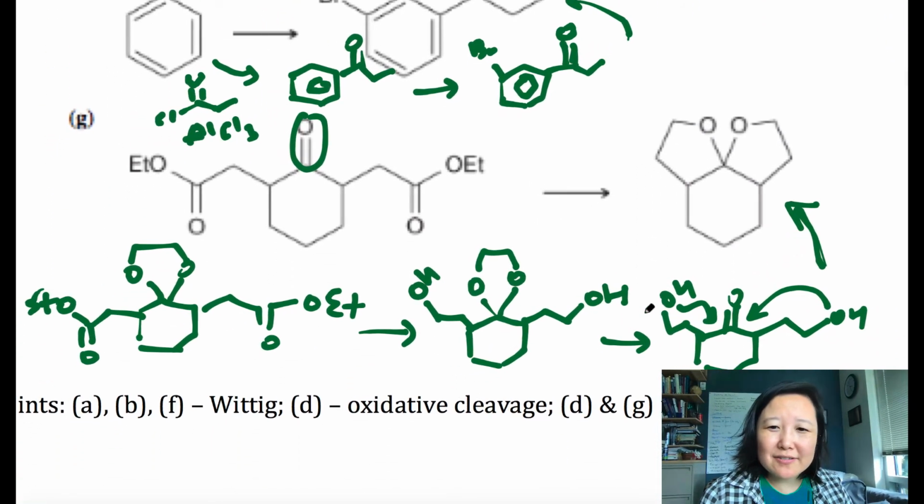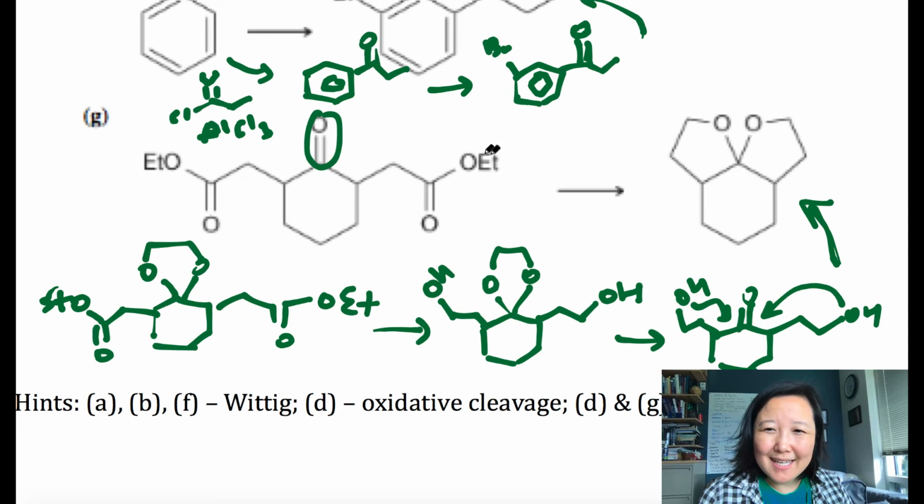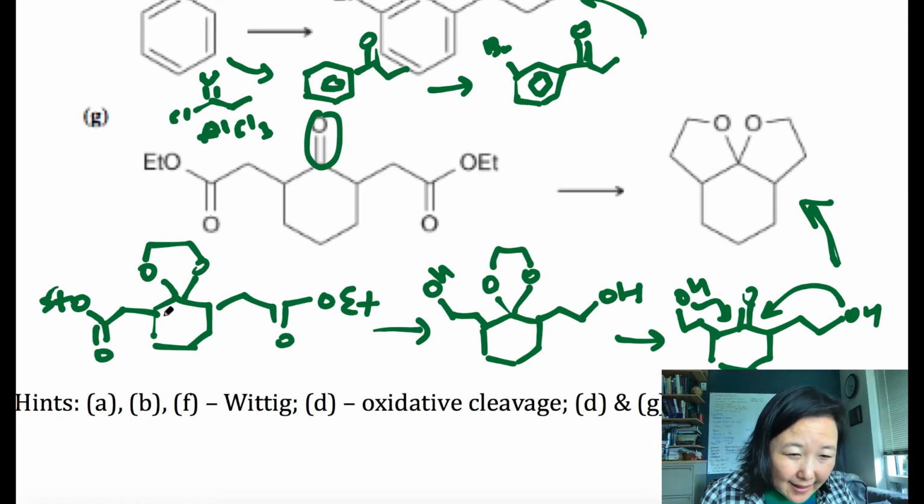This last one, G, is really tricky. You can see that these ethylene groups come from here, these esters. They gave us a hint. We use a protecting group. Ketone is more reactive than the ester, so our protecting group goes here. So I use ethylene glycol in acid to get this. Ethylene glycol in acid.